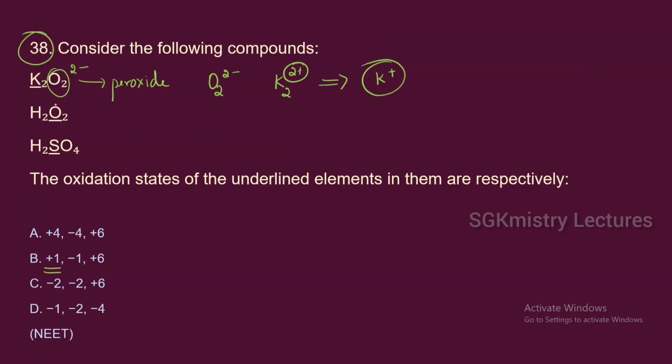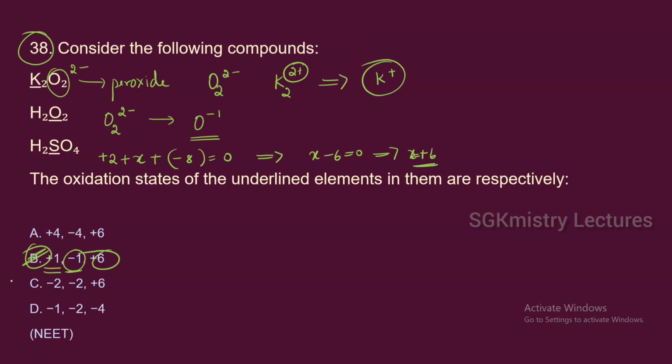Next, H2O2. See here the underlined atom is oxygen. So O2 2-, it is in the peroxide state. But we are finding out the oxidation state of 1 oxygen. So it will be minus 1. So here we have minus 1. Next for sulfur, here plus 2. X plus oxygen, minus 8, is equal to 0. So we have X minus 6 is equal to 0. That means X is equal to plus 6. So we have plus 6. That is option B is the right answer.